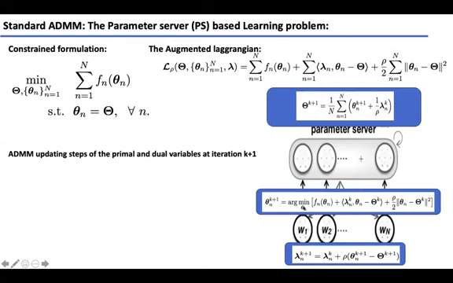variable, and then all workers transmit their updated models to the parameter server. The parameter server will use the updated models of all workers to update the global model, and then it will broadcast the global model to all workers. Then the dual variables can be updated at the worker side as well as the parameter server.